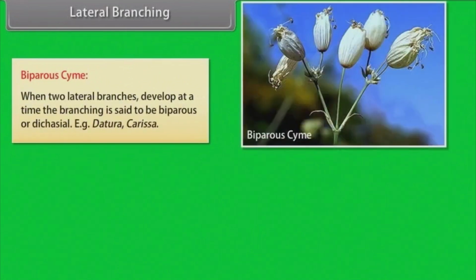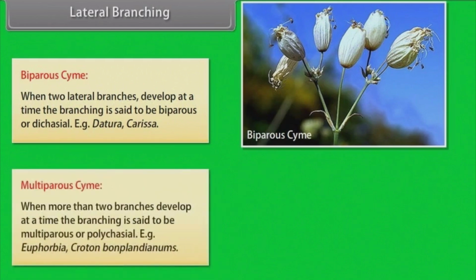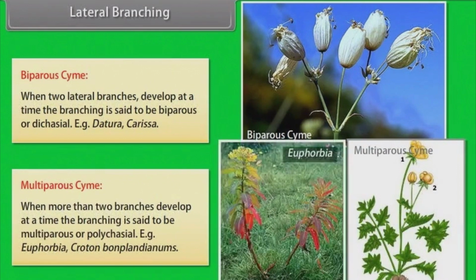Biparous chyme. When two lateral branches develop at a time, the branching is said to be biparous or dichasial. Example, Datura, Carissa. Multiparous chyme. When more than two branches develop at a time, the branching is said to be multiparous or polychasial. Example, Euphorbia, Croton bonplandianum.